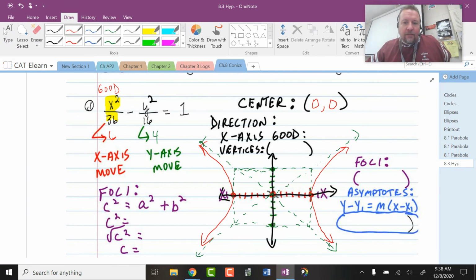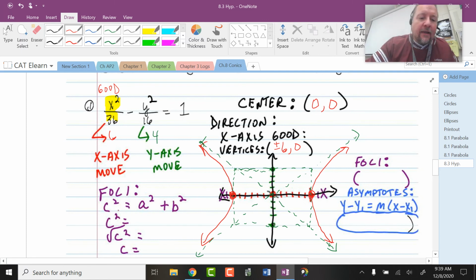What do we have to do next? Okay, vertices. So what are the vertices exactly as coordinates? Look at the vertices, and what are those coordinates? Because I do have this right here, vertices. So I'm going to write it as plus minus 6 comma 0. All right, and I could just write them both.